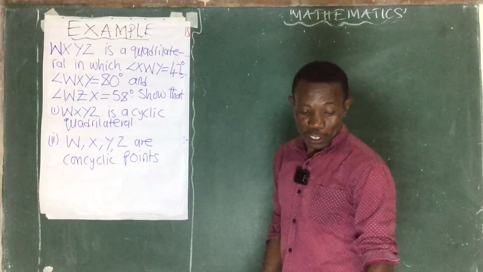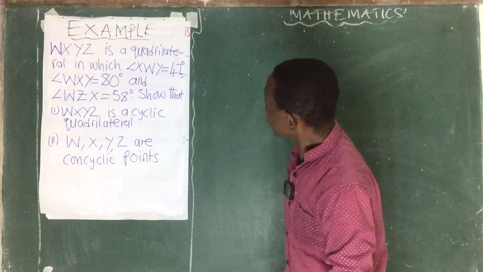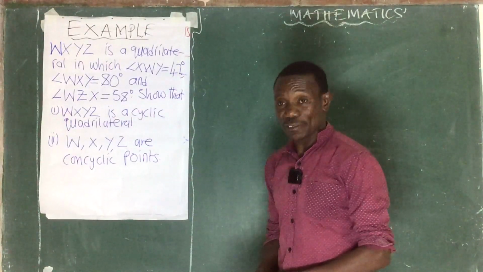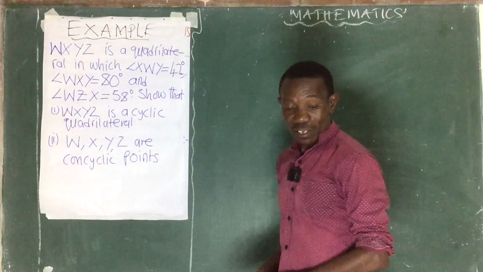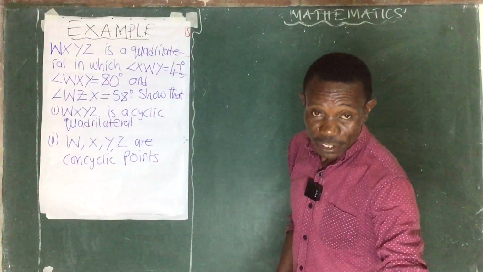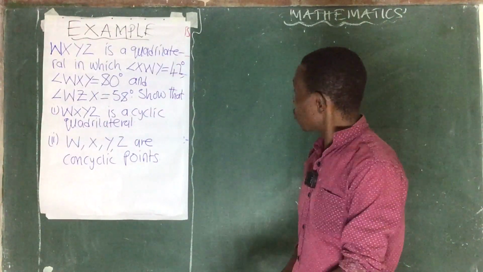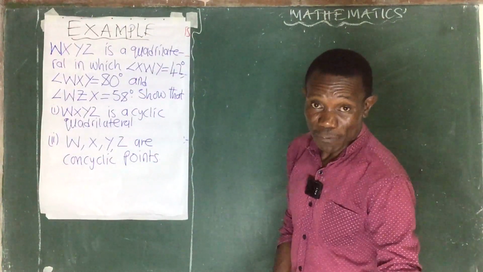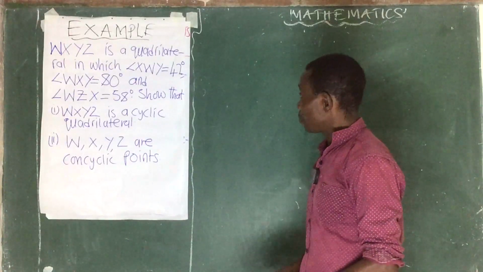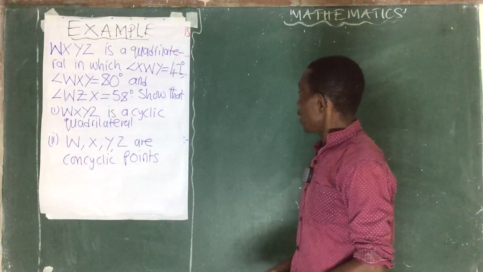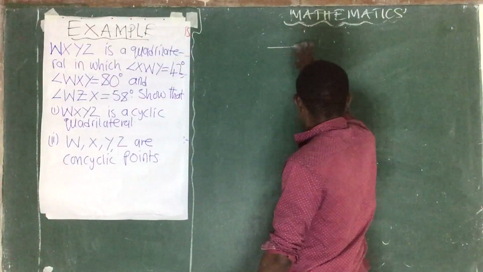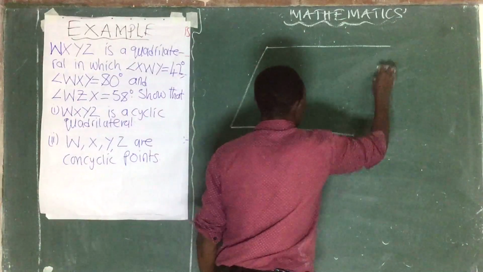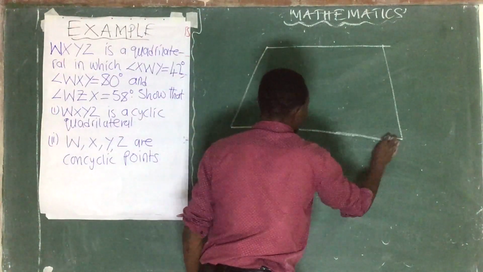Here we are given a quadrilateral defined by the points W, X, Y, Z. As I said earlier, each time we're handling problems in geometry, it's good that you first begin by drawing a diagram as the first point of reference. It works better. So it'd be like W, X, Y, Z. I'll draw the diagram itself like this. Just a sketch.